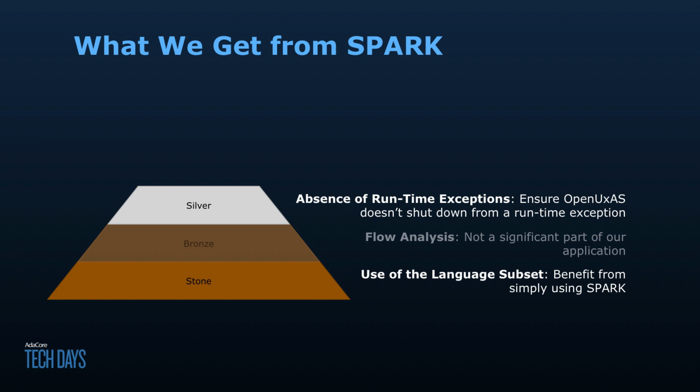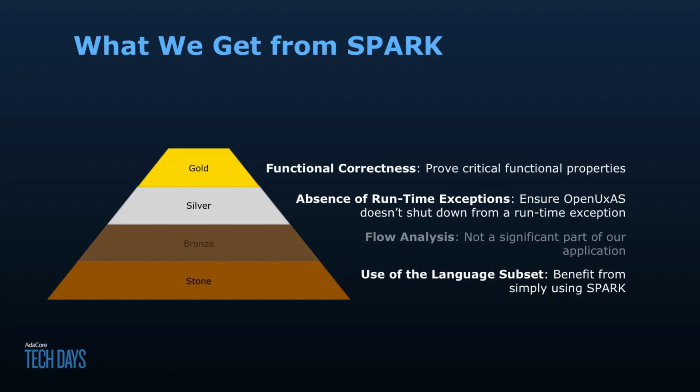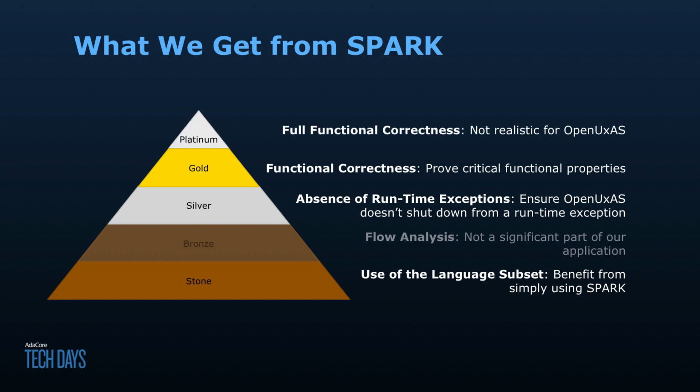Absence of runtime exceptions, the silver level, however, this does matter to us. We would like to be sure that OpenUXAS is not suddenly going to stop providing service mid-mission because of some arithmetic overflow. So we do pay attention to absence of runtime exceptions. And of course, the proof of functional properties is exactly what we want to do here. We want to show functional correctness. That being said, we're not looking at full functional correctness because we know we'll have residual C++ code, and the cost-benefit ratio of getting to full functional correctness doesn't make sense for this application.